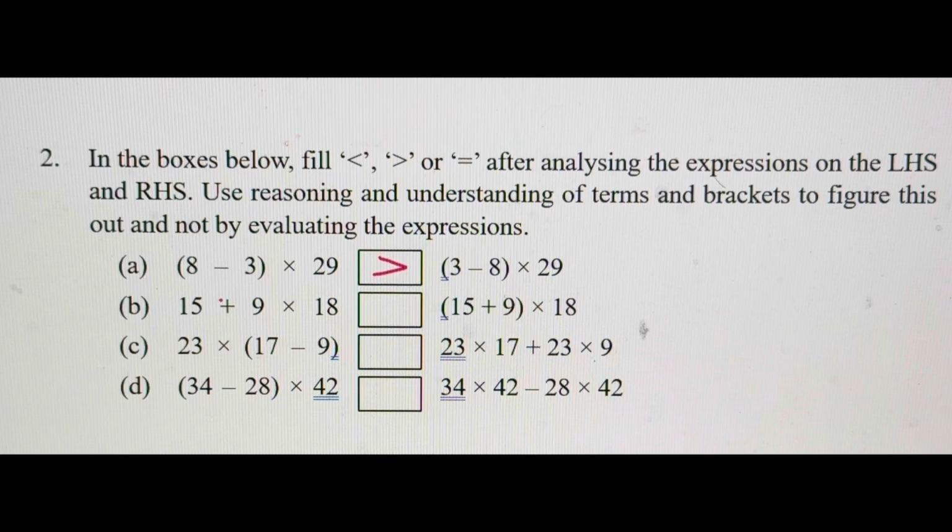Now B, 15 plus 9 into 18. This is on the LHS side, and here 15 plus 9 into 18. So on the left hand side, what are they doing? They are multiplying 18 into 9 and then adding 15. On the right hand side, they are adding 15 plus 9 and then multiplying by 18. So naturally the right side, with 15 plus 9 multiplied, would be a greater number.